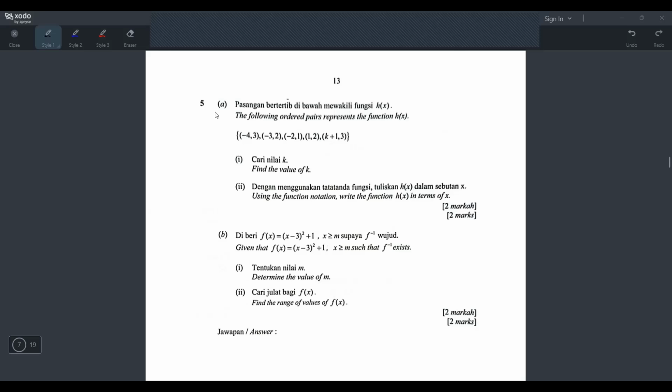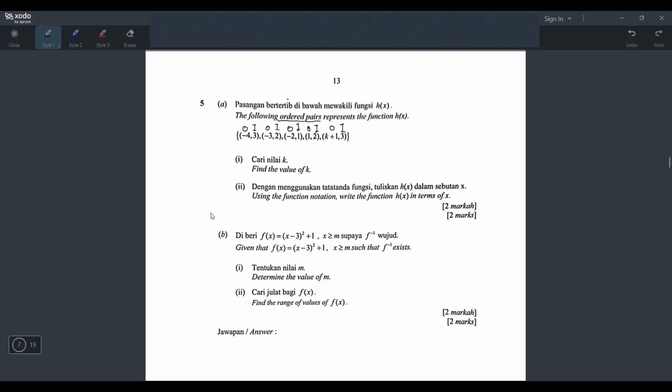Okay, so let's continue with question number 5. Let's read the question. The following ordered pairs represent the function h(x). So what are ordered pairs? Ordered pairs means they write the object and image in coordinate form. The x coordinate is the object, and the y coordinate is the image. This one is the same: object, image, object, image, object, image.